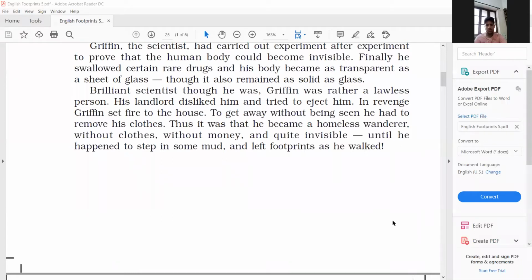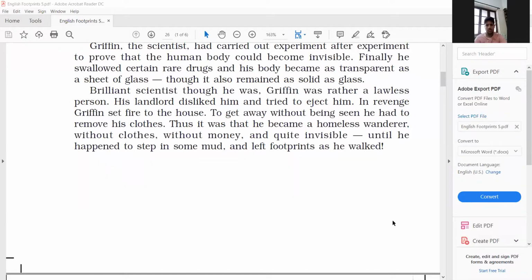To get away without being seen, he had to remove his clothes. There was only one way that he had of escape, and that was removing his clothes. Thus, it was that he became a homeless wanderer without clothes, without money, and quite invisible until he happened to step in some mud and left footprints as he walked.